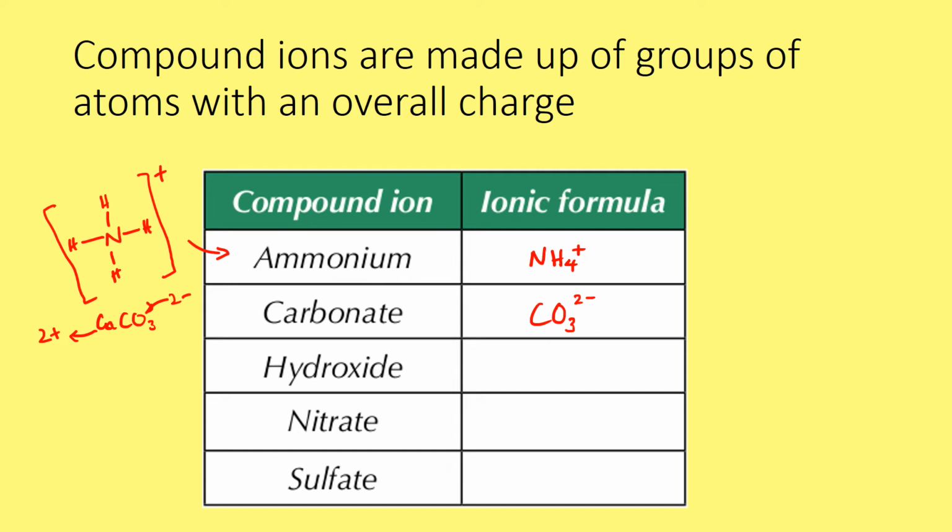Okay, hydroxide, from the study of alkalis, OH-, and nitrate, as in nitric acid, and many other substances, NO3, and it's a 1- ion. And sulfate, as in sulfuric acid, for example, is SO4, and that's a 2- ion. So you'd do well to remember the charge and the formula of those compound ions.